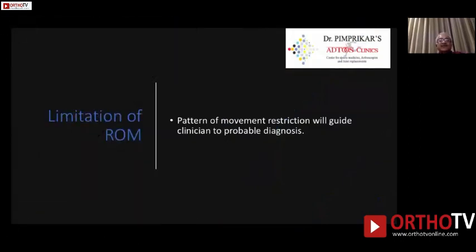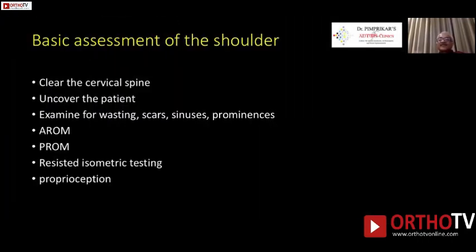The third point in the history is to ask about limitation of range of motion. The pattern of movement restriction will probably guide the clinician to a diagnosis. When it comes to basic assessment of the shoulder, as we all know, the shoulder, or any joint, is assessed as to see, to feel, and to move, and then do some specialized tests. So when it comes to basic assessment, the first point is inspection, that is to see.